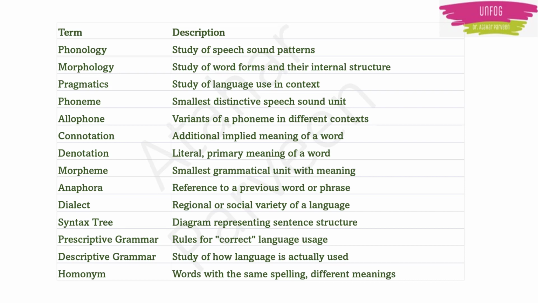Then prescriptive grammar means rules for correct language usage. Descriptive grammar is the study of how language is used. Then we have homonym, which is also very important: words with the same spelling but different meanings. They are homonyms. Okay, clear, right?